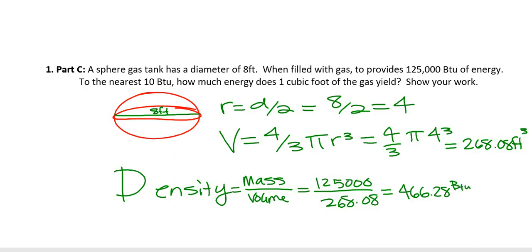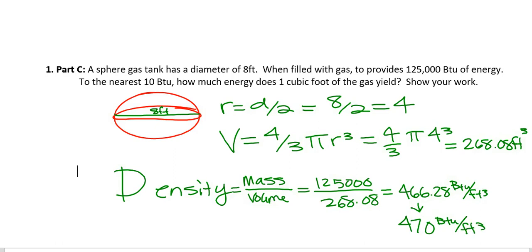BTUs per feet cubed. Now, it says in here, show it to the nearest cubic foot. So we're going to leave this to the nearest, wait, how much energy? To the nearest 10 BTUs. So we're going to round this. We're going to round this up to 470 because that's what it's telling us to do. BTUs per feet cubed. So that's our ultimate answer right here because we rounded it up to the nearest tenth.